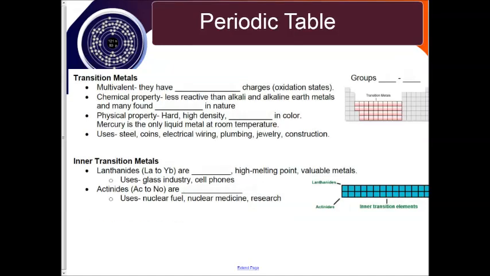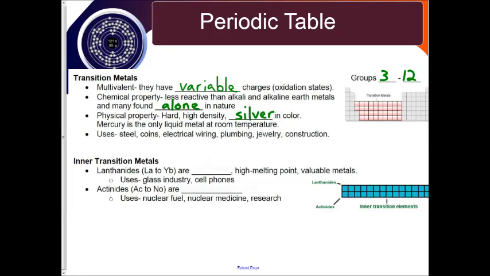Okay, our next group, this is in the middle, 3 through 12, also known as the transition metals. These are multivalent, meaning they have variable charges or oxidation states. Chemical property for the transition metals is they are less reactive than alkali and alkaline earth metals, and many are found alone in nature. Physical property, they are hard, they are high density, and they are usually silver in color.